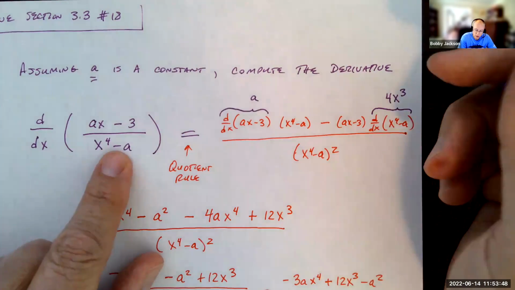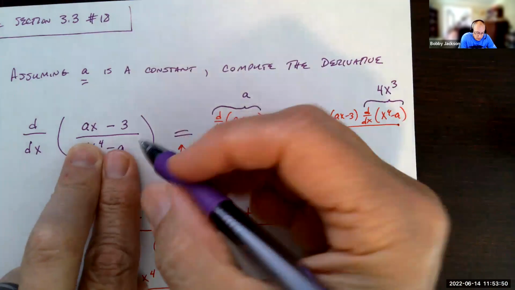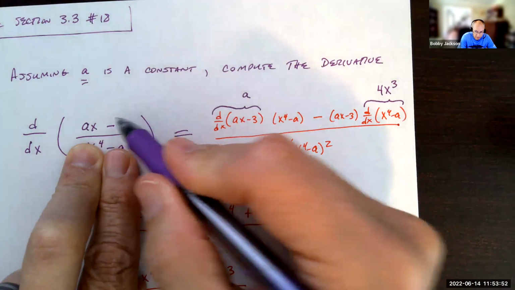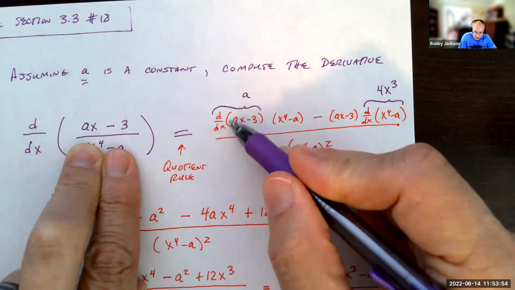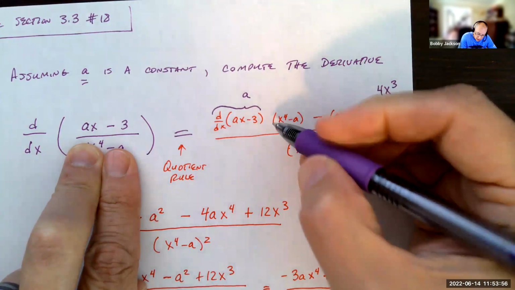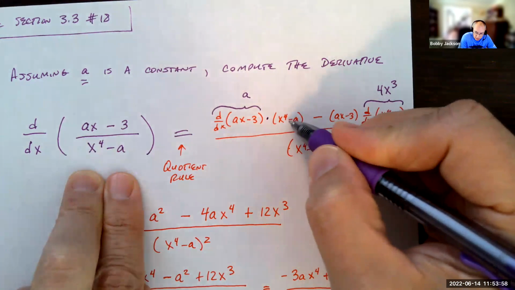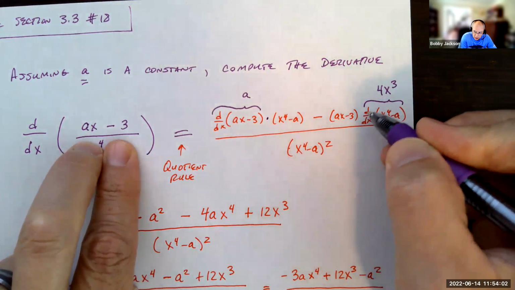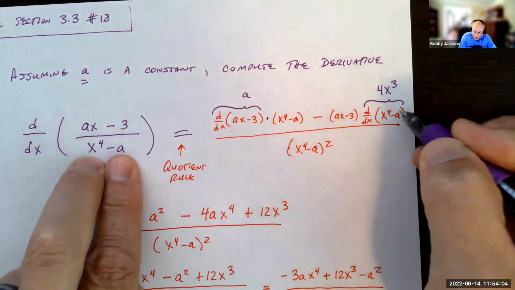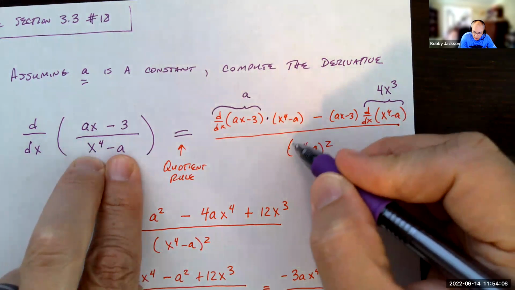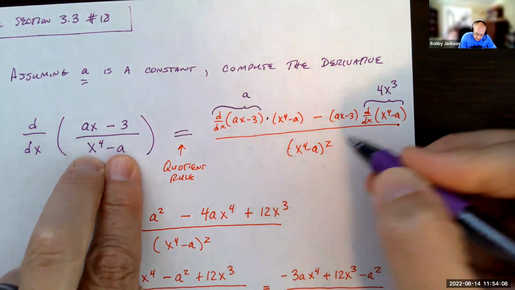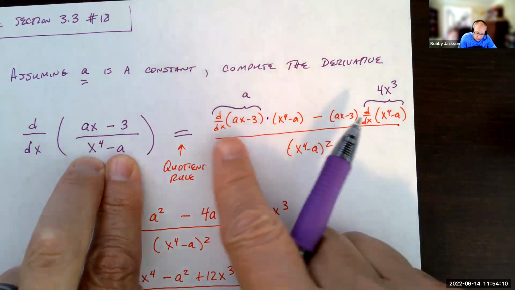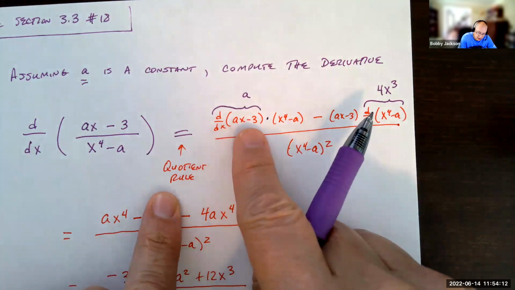So remember, the quotient rule says you take the derivative of the top function. So I'm taking the derivative with respect to x of ax minus 3 times the bottom function, x to the fourth minus a, minus the top function times the derivative of the bottom function, x to the fourth minus a, all divided by the bottom function squared. Okay, so what is the derivative of ax minus 3?